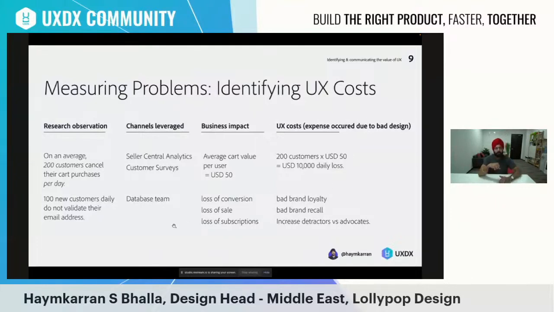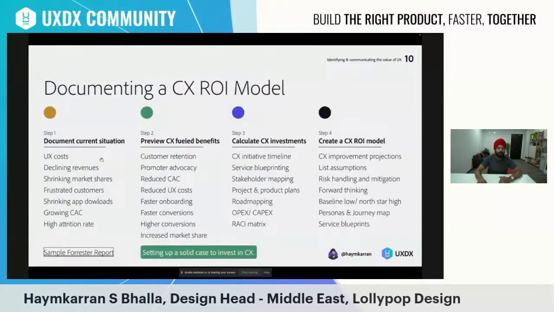Another UX cost could be, for example, loss of brand loyalty or brand recall, right? And that stems from very small problems that you could solve. For example, let's say 100 users do not validate their email addresses. Now translate that to an e-commerce where you're not able to make purchases unless you validate, right? So these are examples of UX costs. Now, what I explained is just the first bit, which is UX costs, right? If you're following, I just explained the first bit.